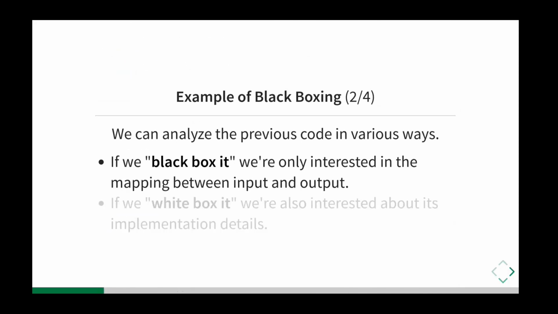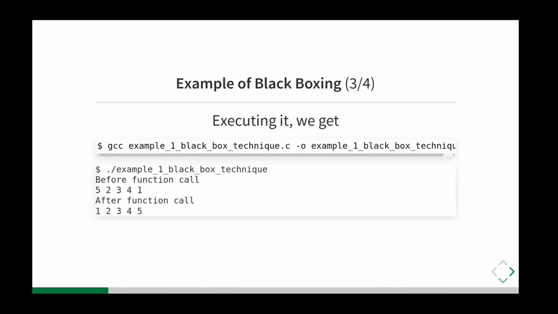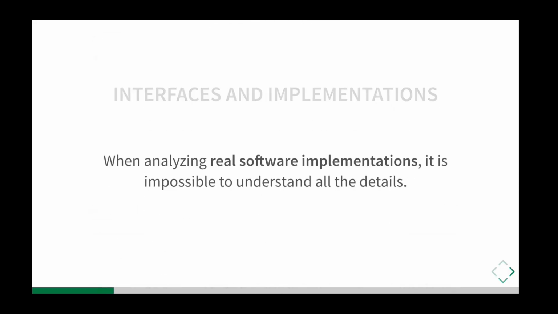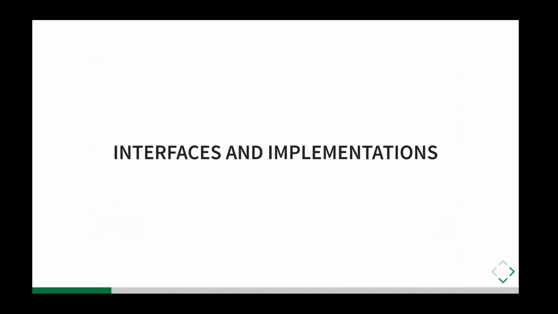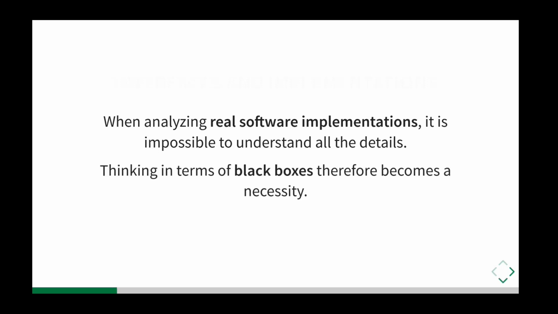It was just to show that sometimes we can ignore the things we don't understand and focus on the little bits just to get an overall idea. And then you can go to the more complex things. This is a more general topic of interfaces and implementations, which means that when we analyze real software implementations or real network protocols, there are a lot of details, and thus it is actually impossible to understand all the details immediately. So thinking in terms of black boxes becomes a necessity.